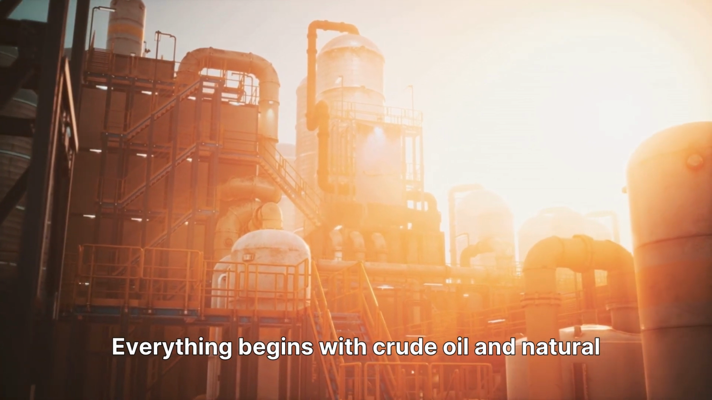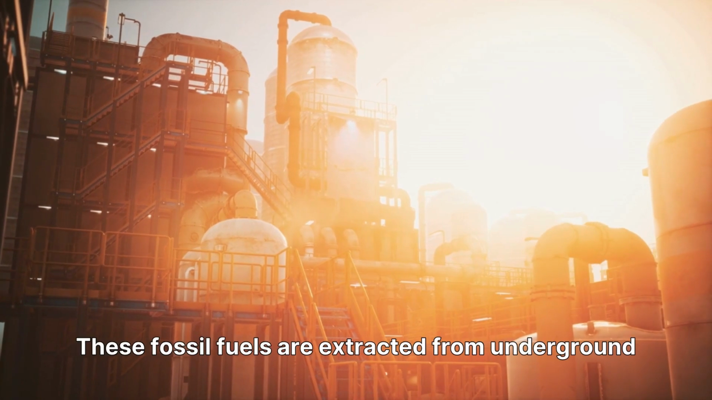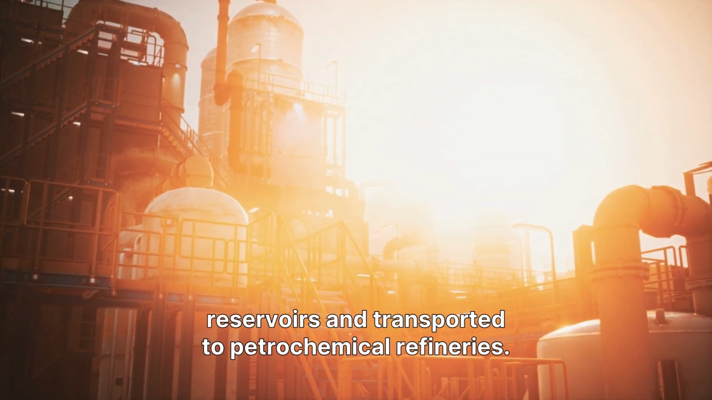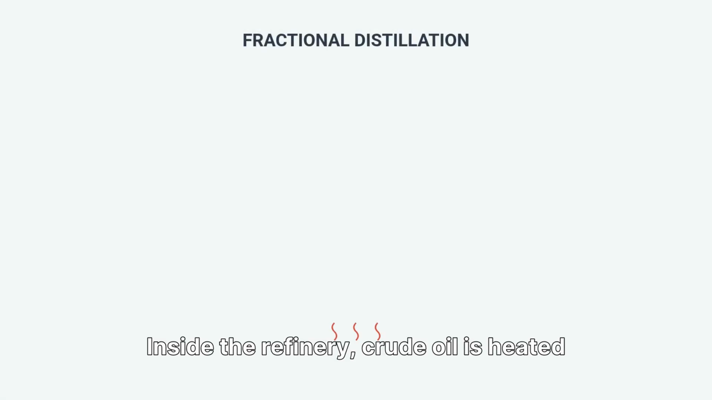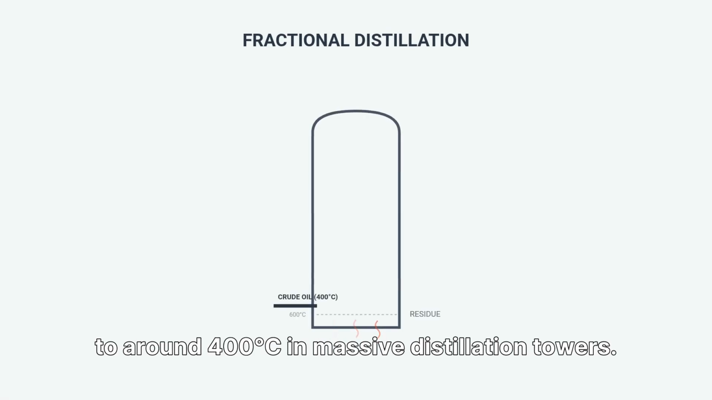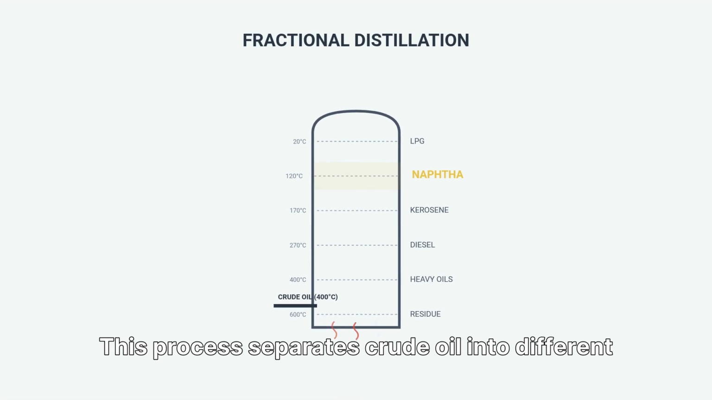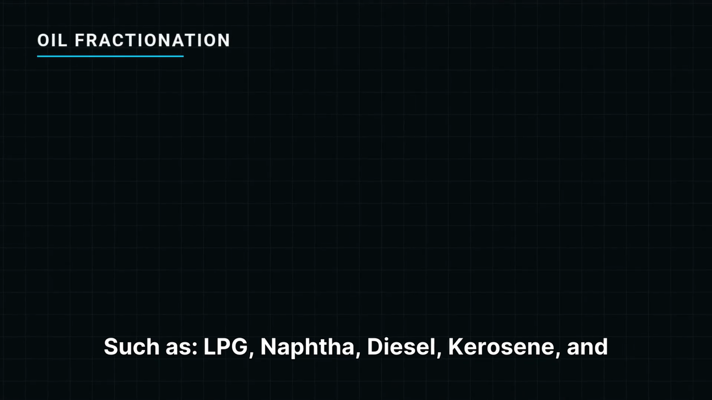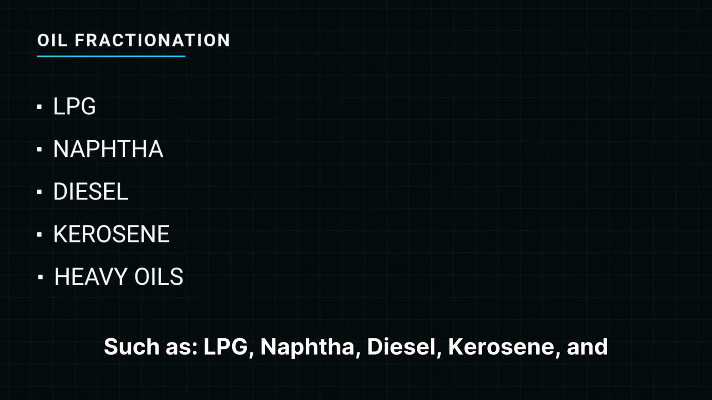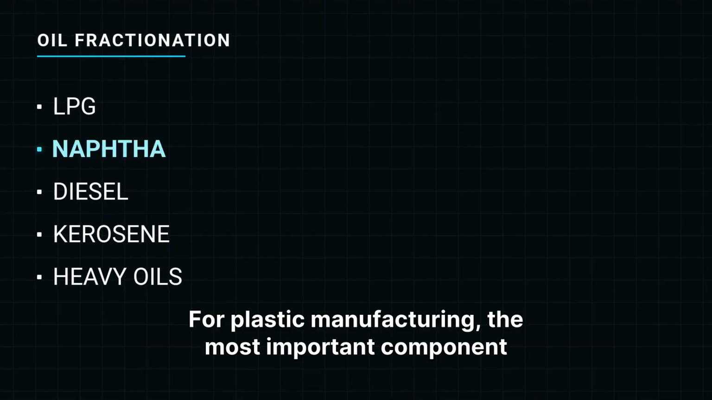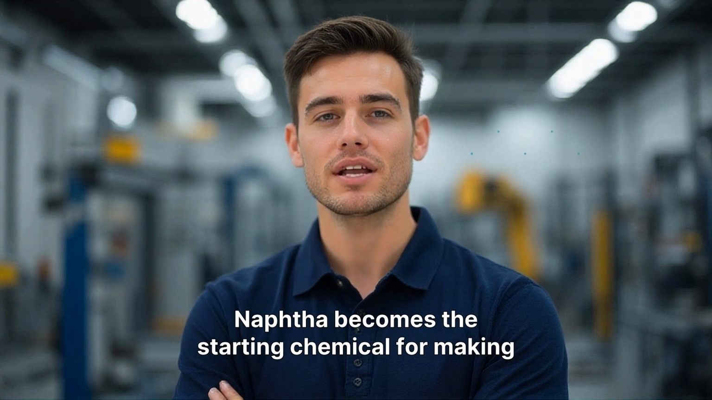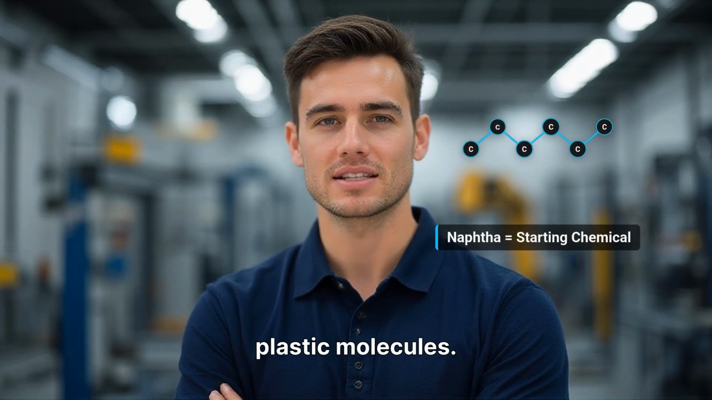Everything begins with crude oil and natural gas. These fossil fuels are extracted from underground reservoirs and transported to petrochemical refineries. Inside the refinery, crude oil is heated to around 400 degrees in massive distillation towers. This process separates crude oil into different fractions, such as LPG, naphtha, diesel, kerosene, and heavy oils. For plastic manufacturing, the most important component is naphtha. Naphtha becomes the starting chemical for making plastic molecules.